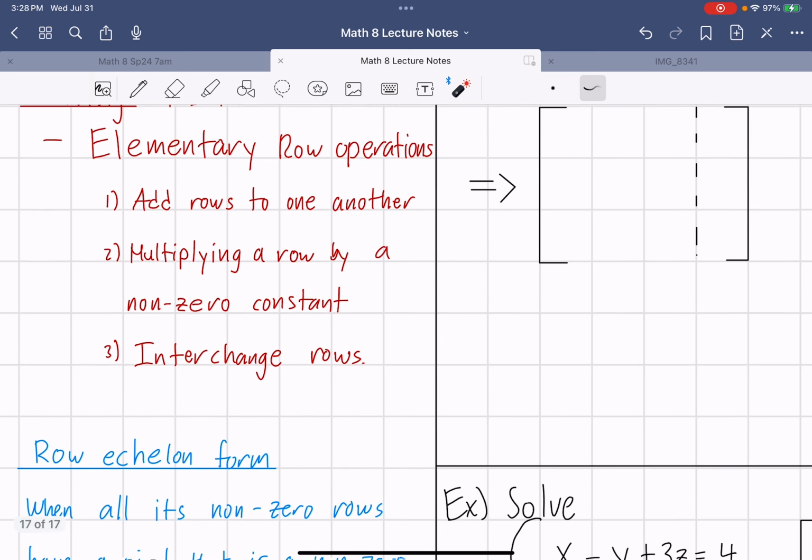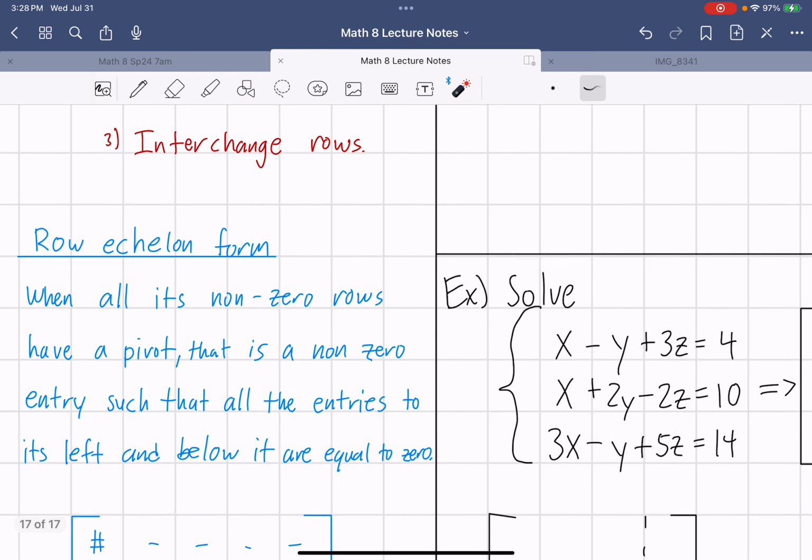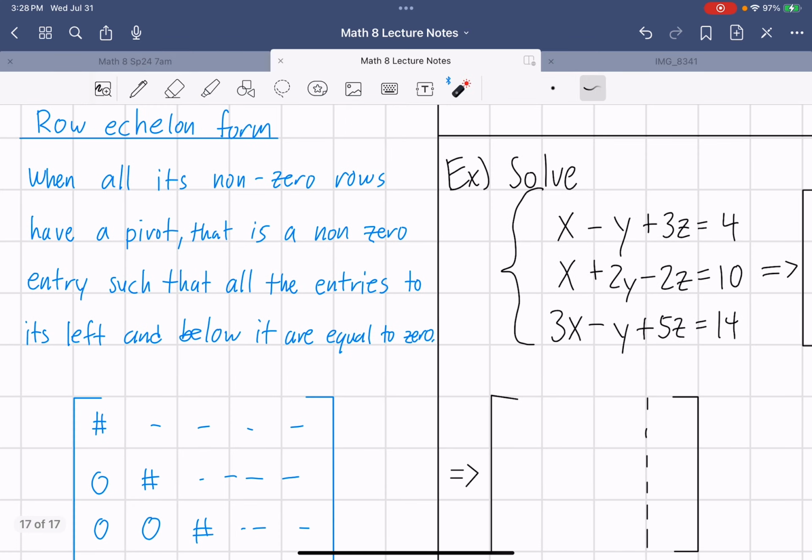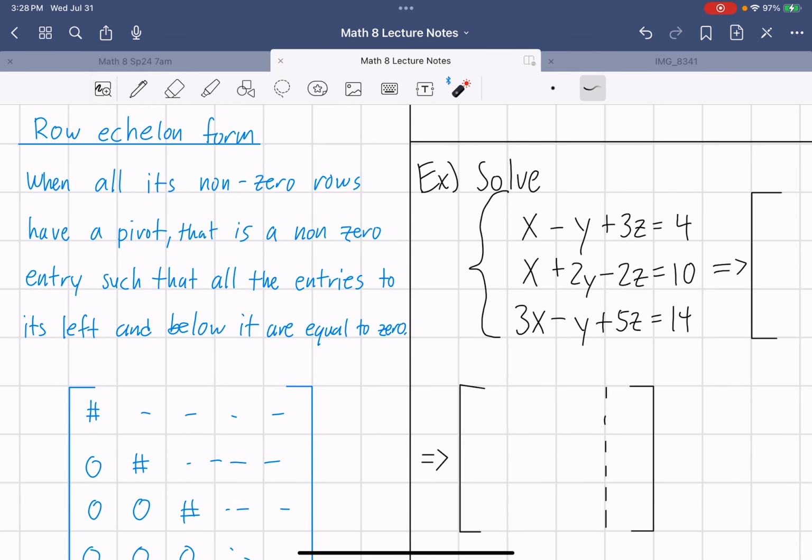What does the format look like? Well, there's a name for it, and it's known as the row echelon form. Row echelon form says when all its non-zero rows have a pivot. Now, the pivot has to do with, and it says right here, a pivot is just a non-zero entry.